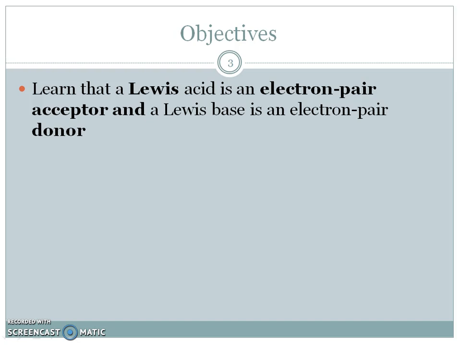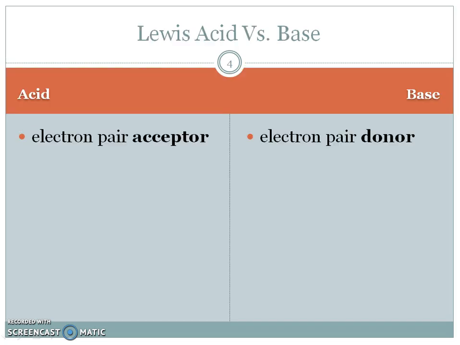So you're going to learn that a Lewis acid is an electron pair acceptor and a Lewis base is an electron pair donor. So pause the video, fill in those two words, and then play to hear mine. So an acid, we always talk about an acid first. So a Lewis acid is going to be an electron pair acceptor, and a Lewis base is an electron pair donor.